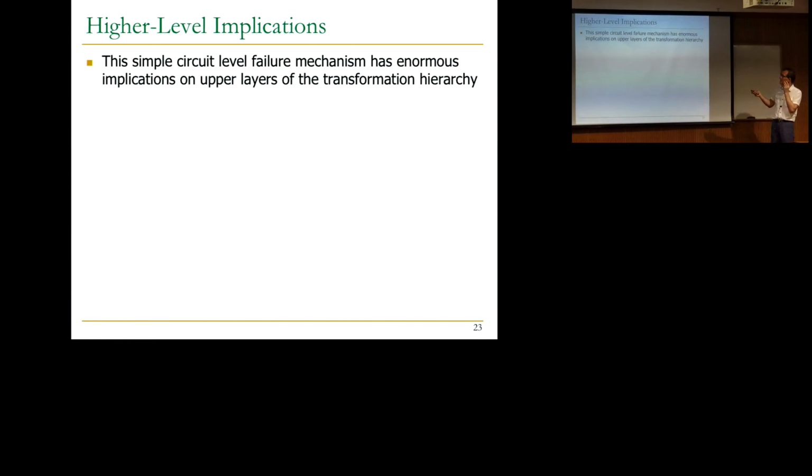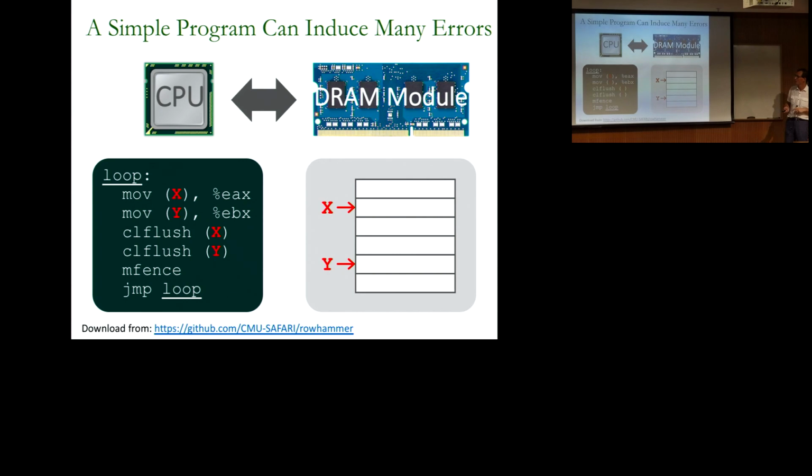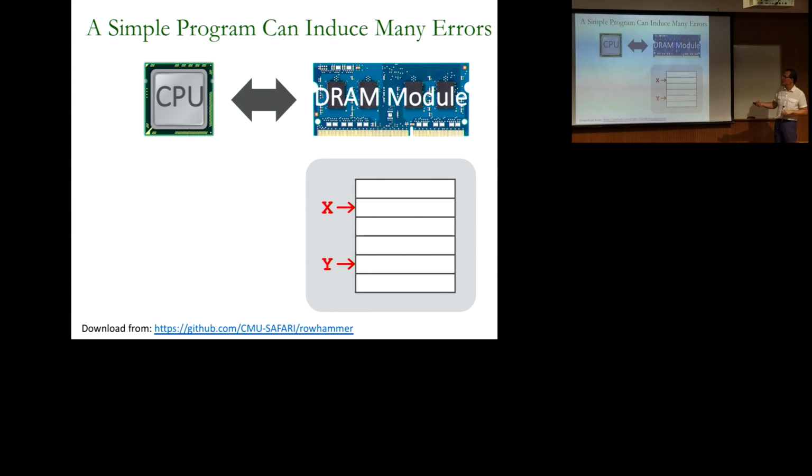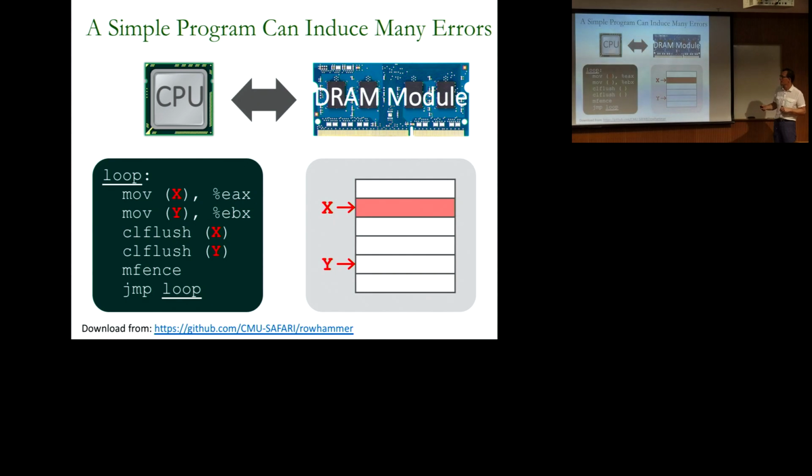So, higher level implications: the simple circuit level mechanism actually has enormous implications on upper layers of the transformation hierarchy, and that's what we're going to talk about in a little bit. Why? Because you can actually induce these errors with a user level program that looks like this. You could actually get rid of the mfence over here. That's basically fencing the memory operations. But basically, what this program that you could download over here does is it selects addresses x and y. Maybe it doesn't do a very good job in all systems, but it ensures that you avoid cache hits by flushing x from the cache, and you avoid row hits to x by reading y in another row, and you also flush y as well. Basically, what it does is ping-pong accesses to x and y enough times, hopefully, to induce errors if a chip is vulnerable. Very simple code, as you can see, right?